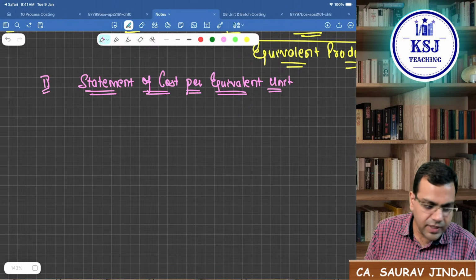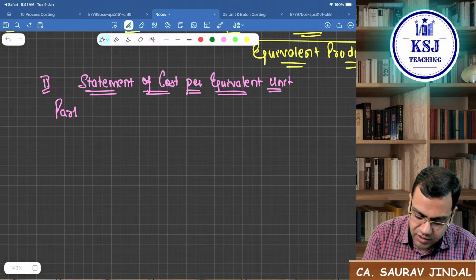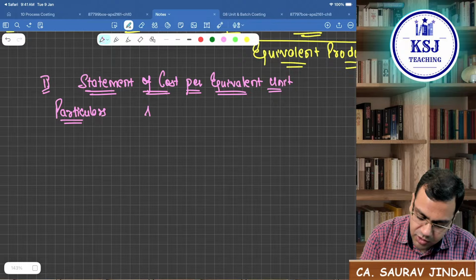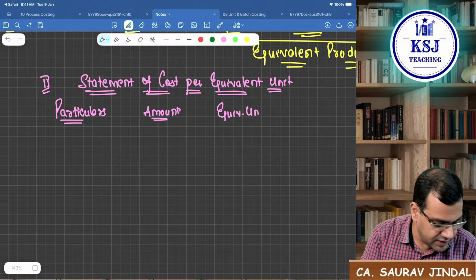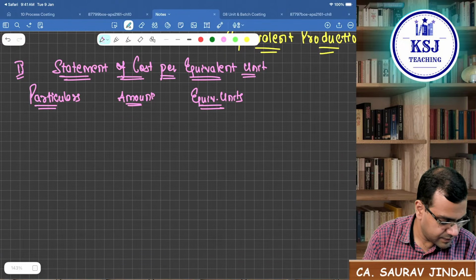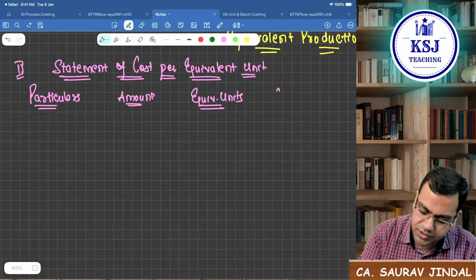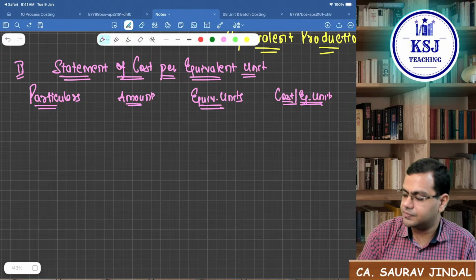So what will you do here? What is the format for this? You will write here particulars. So particulars will tell you what all cost is there. What is the total amount of cost? What is your equivalent units? Then you have cost per equivalent unit.